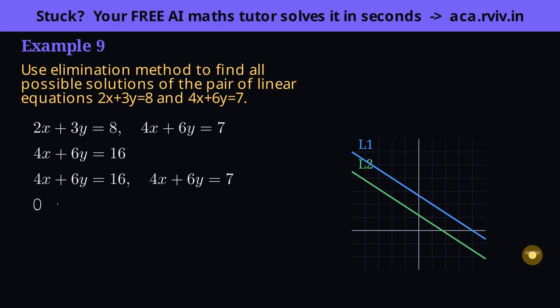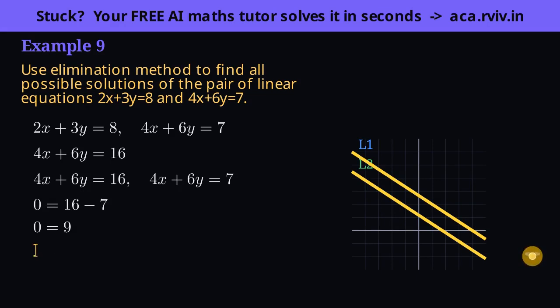Subtract one from the other. Every variable term cancels at once, both x and y disappear together, and on the right we get 16 minus 7. That simplifies to 0 equals 9, which is plainly false. The algebra has hit a contradiction. And that's not a mistake. It's the method telling us clearly that no x and y can satisfy both equations.